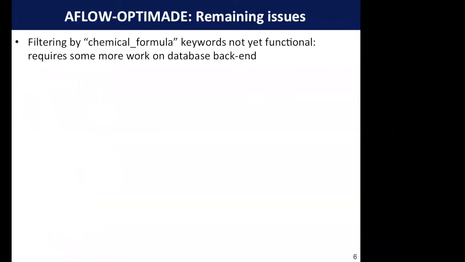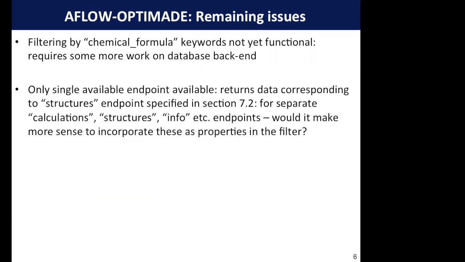Now what's not working. For example, currently we can't yet filter by chemical formula keywords. Well, it's sort of working, but it's somewhat limited. We need to do some more work on the back end, especially we need to incorporate a reduced chemical formula into the actual database to make it much easier to query by this. Then, as I mentioned before, we only have a single endpoint at the moment. We haven't implemented these different types of structures or calculations endpoints.